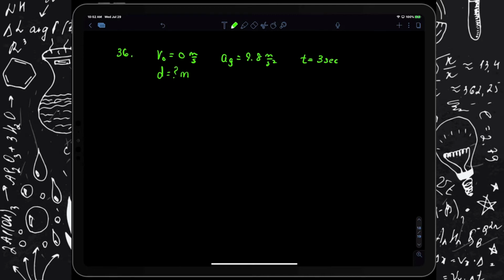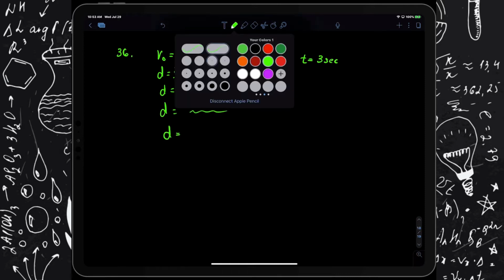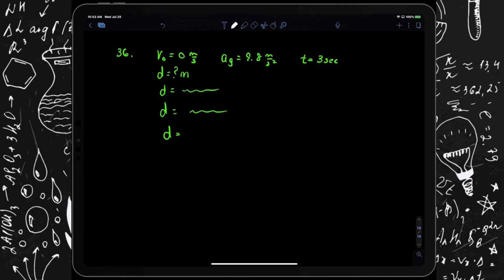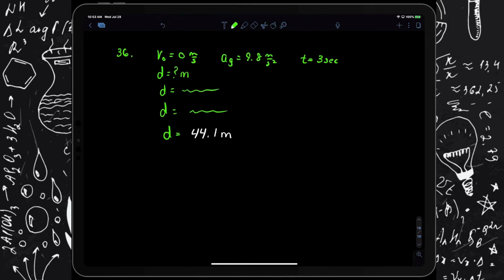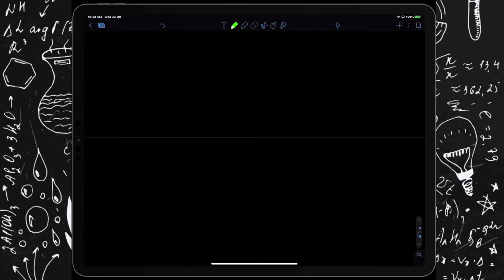Well, from the information that you have here, it's very similar to the last problem. So you figure out your equation, you substitute your variables, and then you want to solve the problem. When you have that all taken care of, if you get 44.1 meters for your answer, then you did it right. Okay, and then we can move on to question 37.